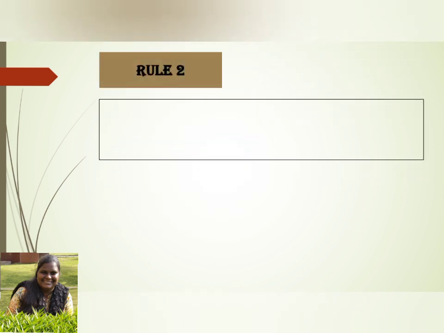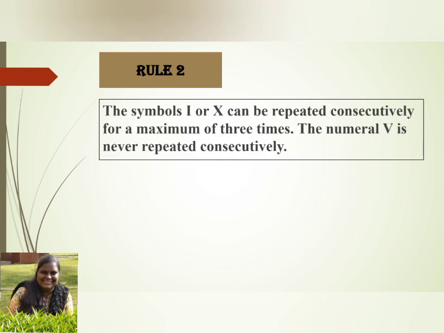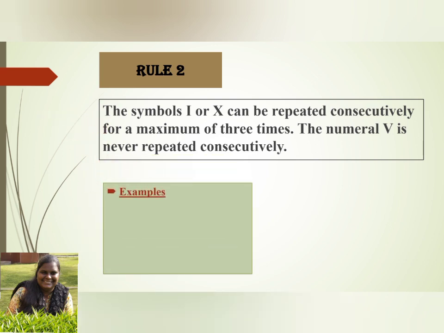Rule 2 says what? The symbols I or X can be repeated consecutively for a maximum of 3 times. Now it says you can write it again and again, but only to a maximum of 3 times. And one more thing: the numeral V is never repeated consecutively. That means you cannot repeat the numeral V back to back. Let's look into these examples to understand it better.